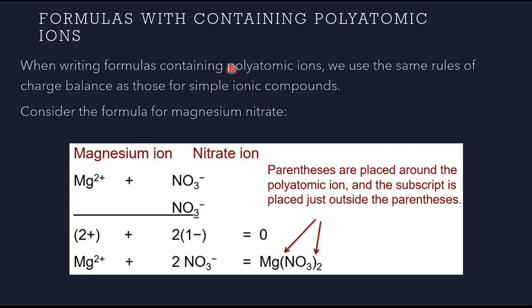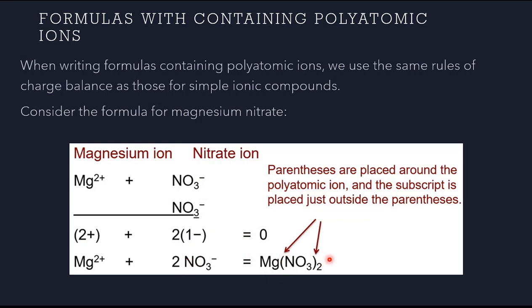So when writing formulas containing polyatomic ions, we use the same rules of charge balance as those for simple ionic compounds. So for example, if we're talking about magnesium nitrate, remember magnesium is a group 2A element, so it will have a 2+ charge. Nitrate, you would be given the charge for that one, and so you would see that it is a 1- charge. If we are going to create an ionic compound between these 2 ions, then we would need to balance out magnesium's 2+ charge with 2 nitrate ions.